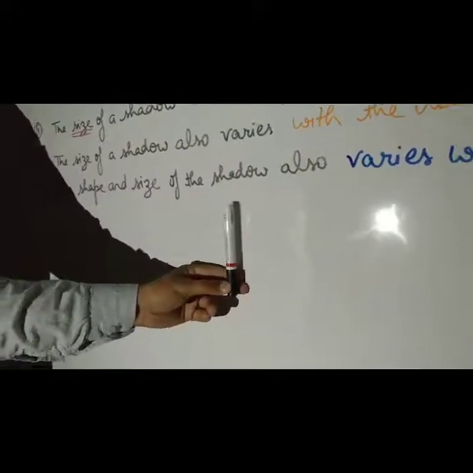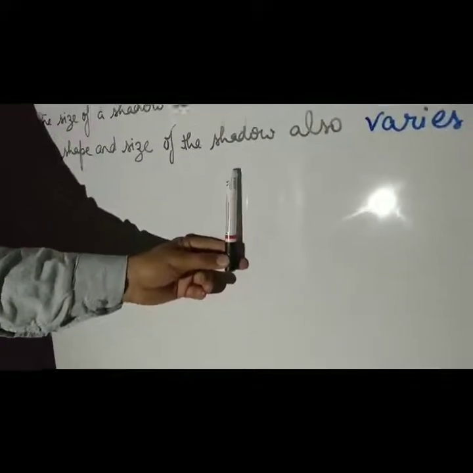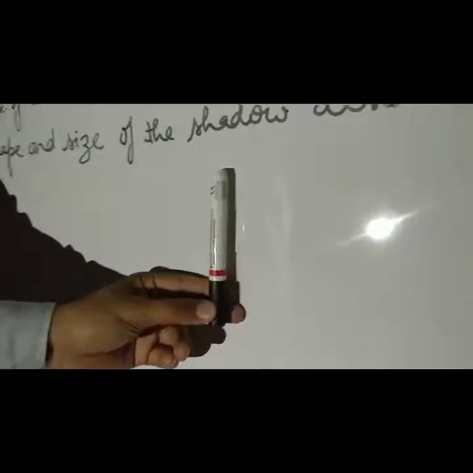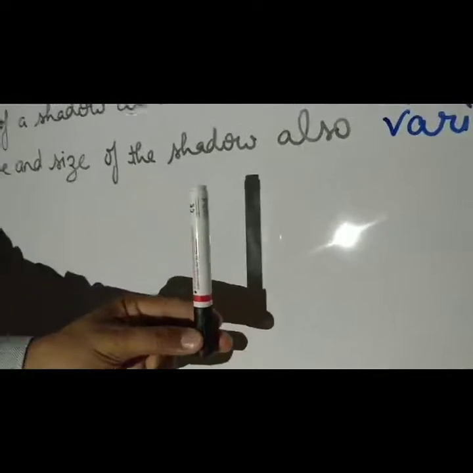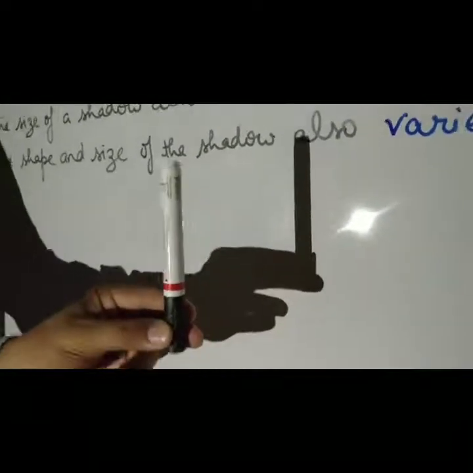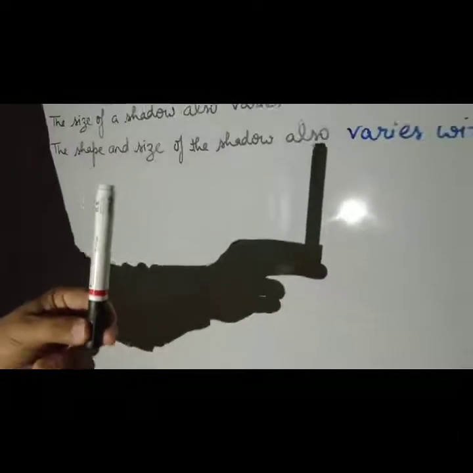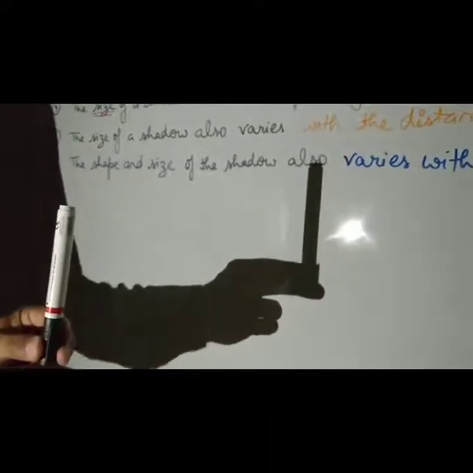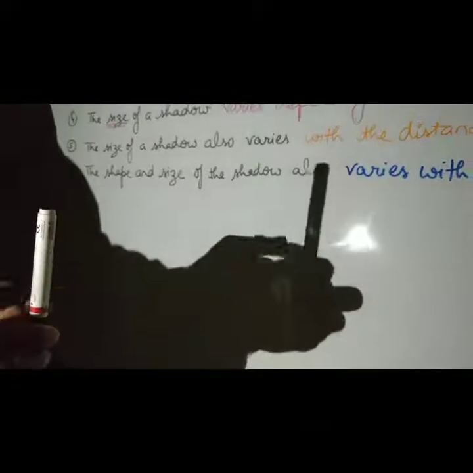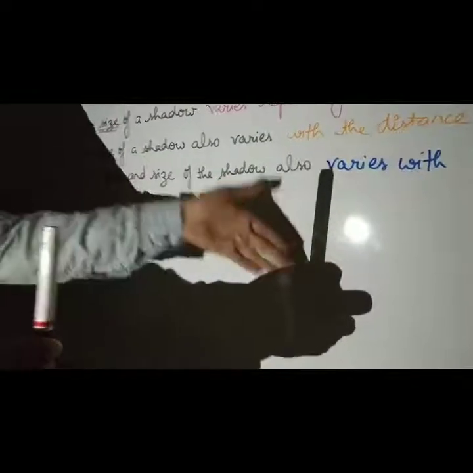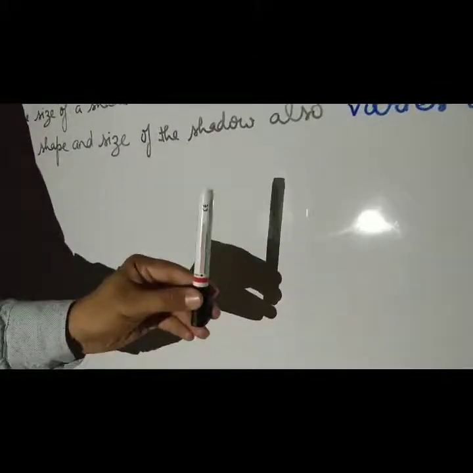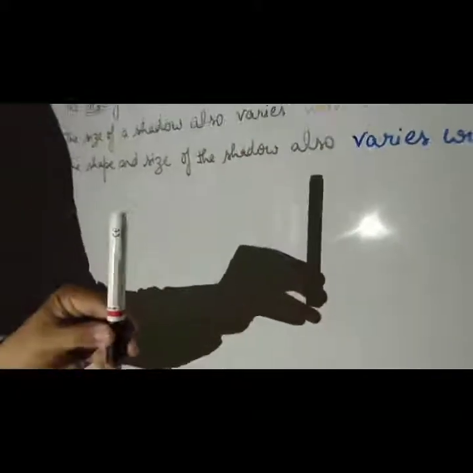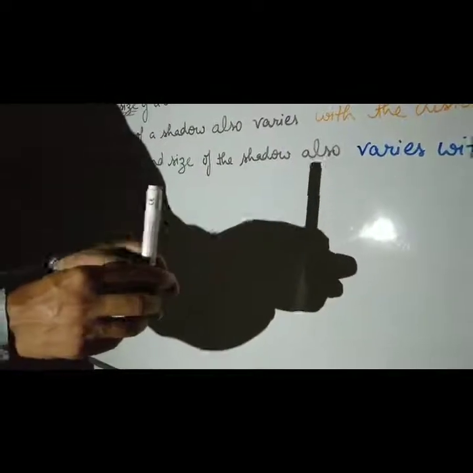Now we will discuss how the size and the shape of shadow varies when we change the distance. Look at here, the shadow is somewhat of the same size as this marker, but when I withdraw it away from the screen, look at the size of the shadow, it increases. The distance increases, and the size of the shadow is enlarging. If I decrease the distance, it becomes smaller. So it depends on the distance between this object and this screen.